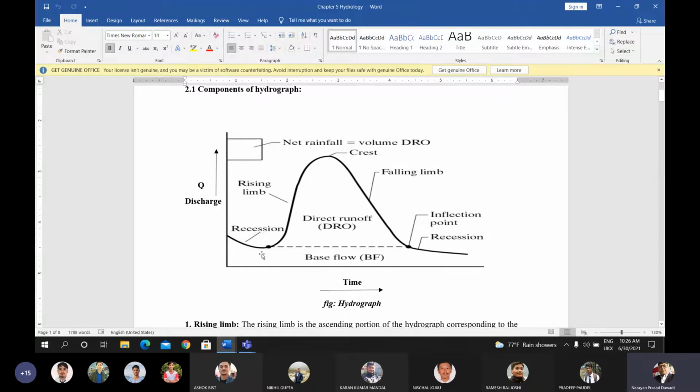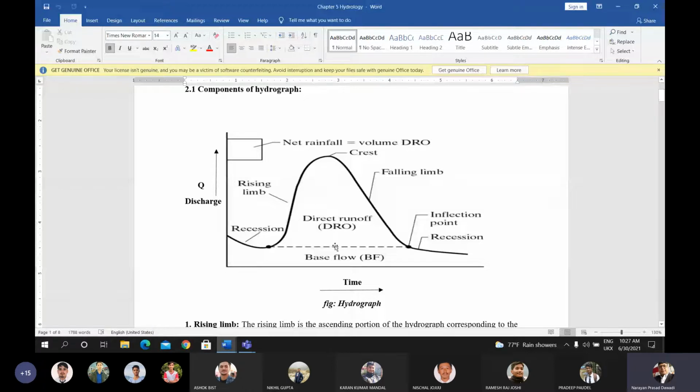This is the figure. From this dot point to the other dot point there is a dotted line here. Above this dotted line, this bell-shaped curve is here. This curve is the direct runoff hydrograph. From the flood hydrograph, if you subtract the base flow contribution, then the hydrograph above the dotted line, which is the base flow, is called the direct runoff hydrograph.